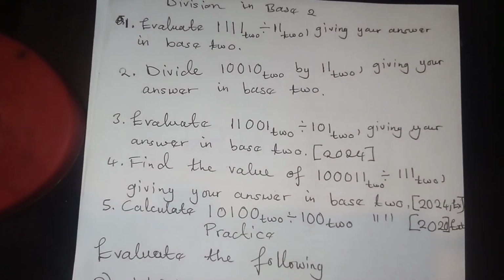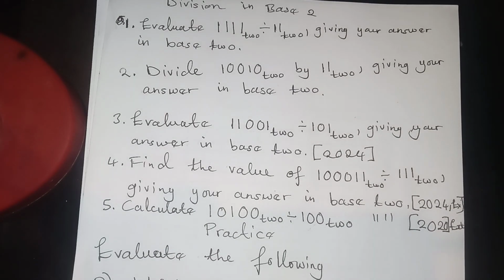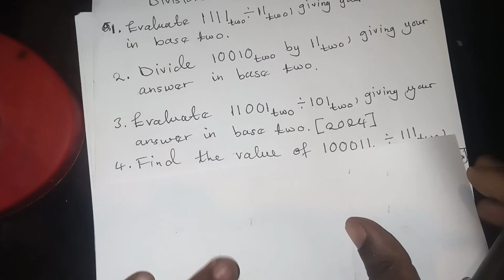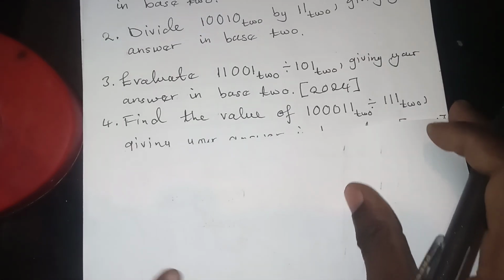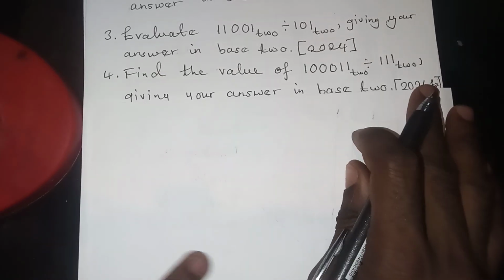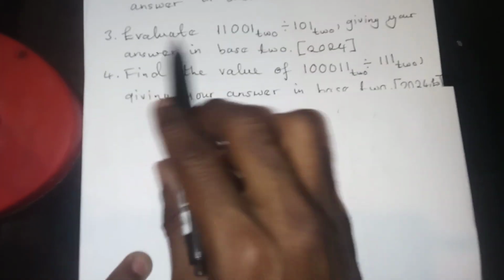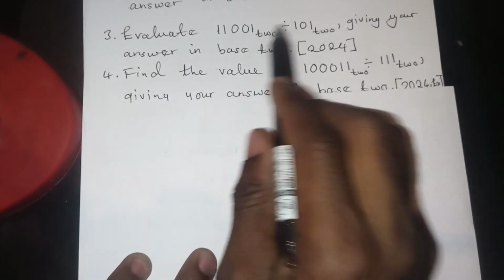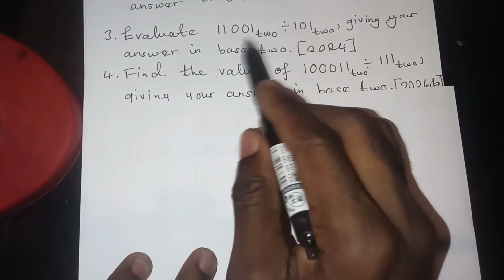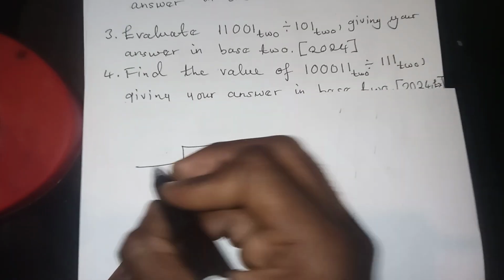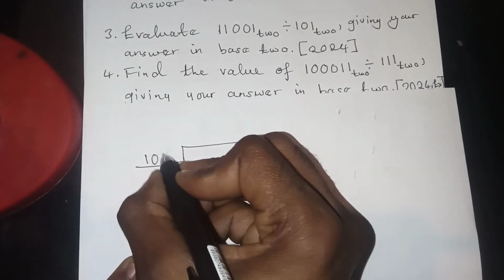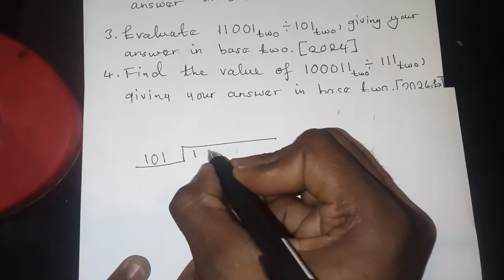And then next one. So the next problem is 2024. This was paper 2. So we can say this, evaluate this divided by this. So to divide, let's use long division still. So you can say 101 divided by 1001.